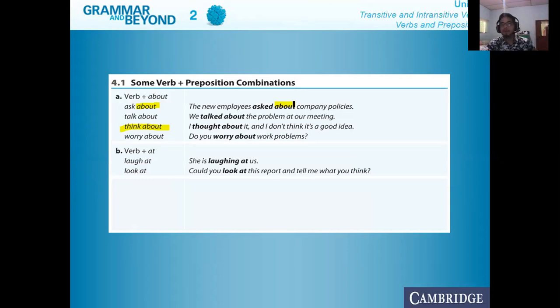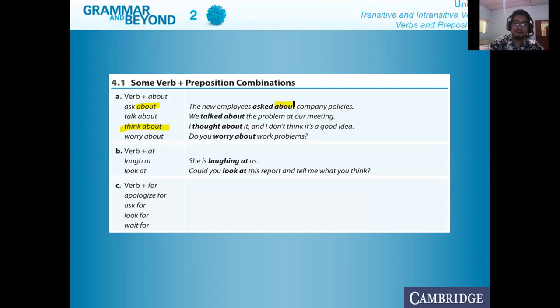Could you look at this report and tell me what you think? I want you to look at something specific. Because if I tell you, I want you to look this report, look, this report, this is the report, look it. I have it over here. But if I tell you, look at it, I want you to examine it, to check it, to see if everything is correct on it.